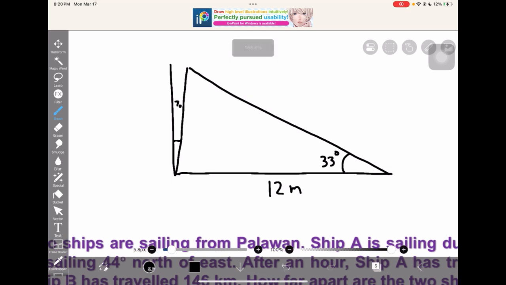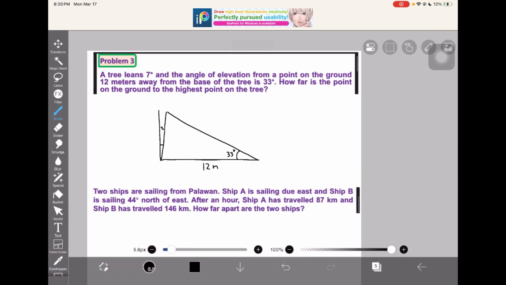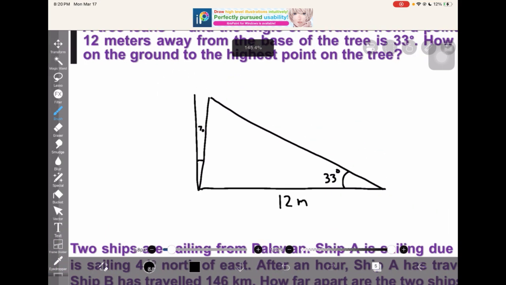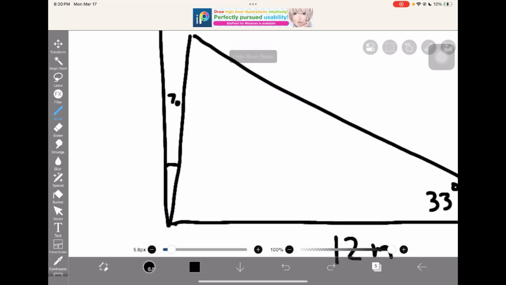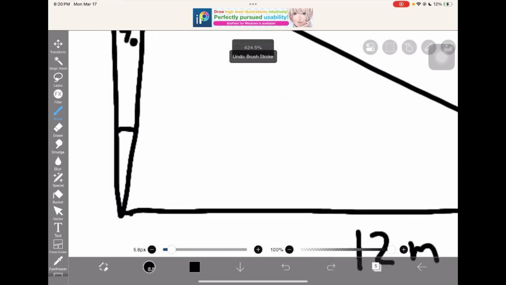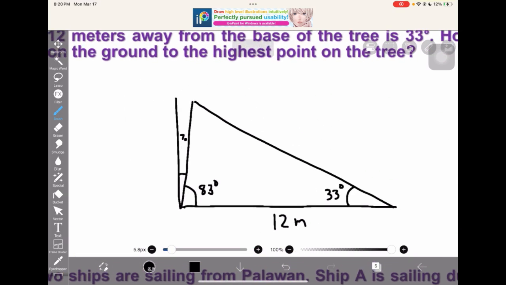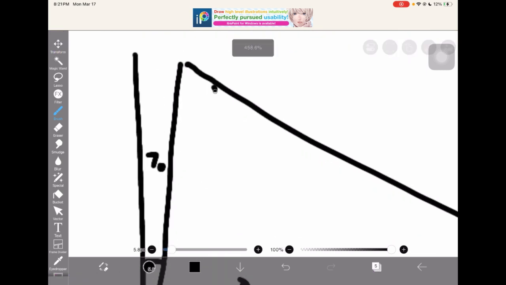With that in mind, let's try to apply the law of sines in order to solve this. So first and foremost, the first thing we can do is find out this angle over here. That's going to be 90 because this is a right angle. So 90 minus 7, that's just 83. And then by property of triangles, we can do 83 plus 33, which is equal to 116. Then 180 minus that is equal to 64.